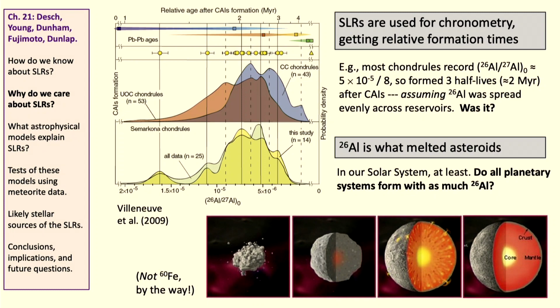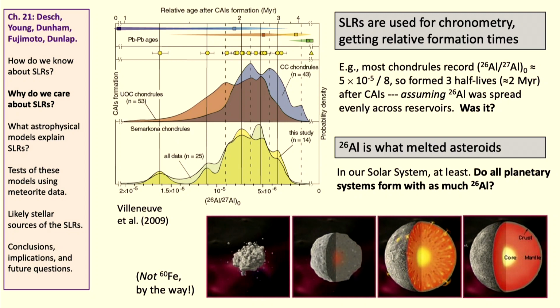And here's an example. This is a histogram of the aluminum-26-27 ratio in chondrules when they formed. And you see that the bulk of them have levels that are a few times 10 to the minus 6, and something like 8 times less than that canonical 5 times 10 to the minus 5 that CAIs generally record. And that tells us that they formed, 8 is 2 to the 3, so 3 half-lives later, about 2 million years after CAIs. Assuming that chondrules and CAIs both form from a reservoir with the same canonical aluminum-26-27 ratio.